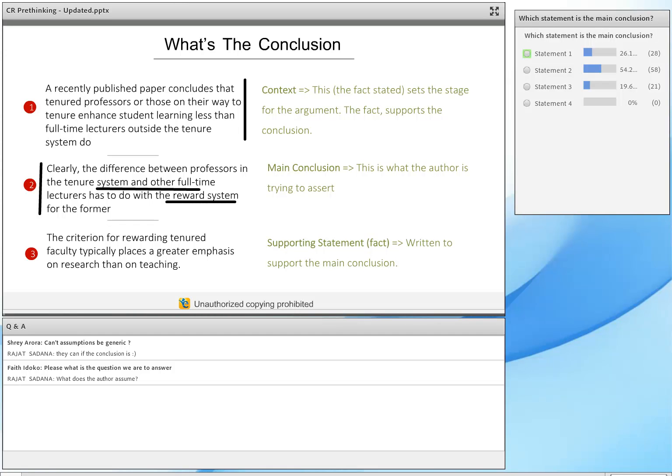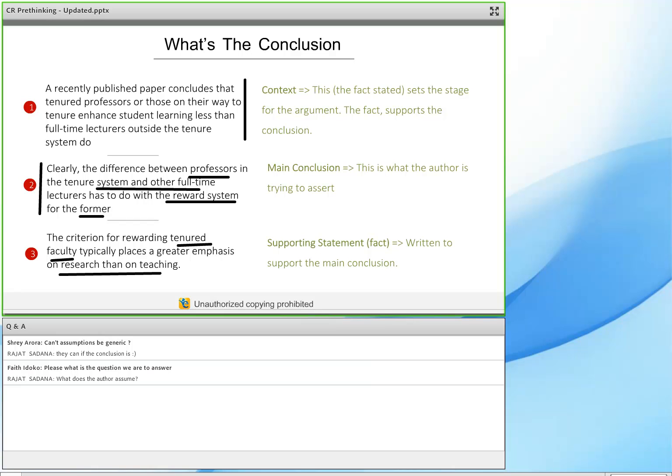Who is the former? The former is professors. So it says because of the reward system for the professors, there is that difference in learning outcomes. And then he goes on to say that the reward system for professors, tenured faculty, typically places a greater emphasis on research than on teaching. Okay.